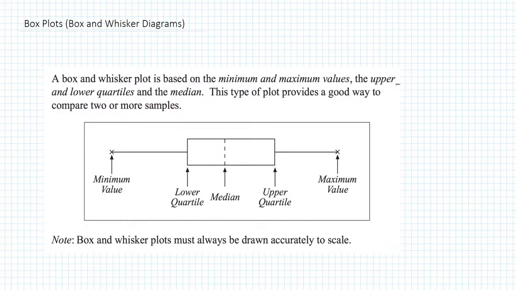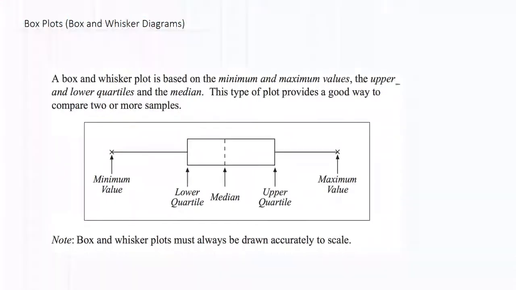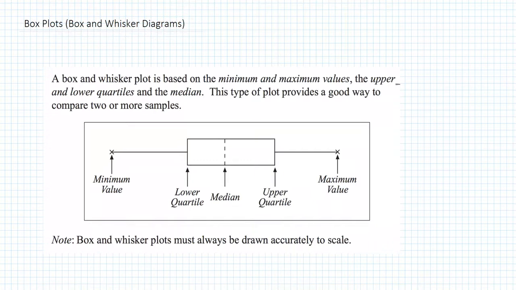So in this video, we're going to take a look at how to draw a box plot, what's often known as a box and whisker diagram, and we're also going to take a look at how to interpret them and compare data sets with them. So first of all, take a look at the diagram in front of you. This is an example of a box and whisker plot, and it has 5 pieces of information in it. It contains the minimum value, the maximum value, the upper quartile, the lower quartile, and the median.